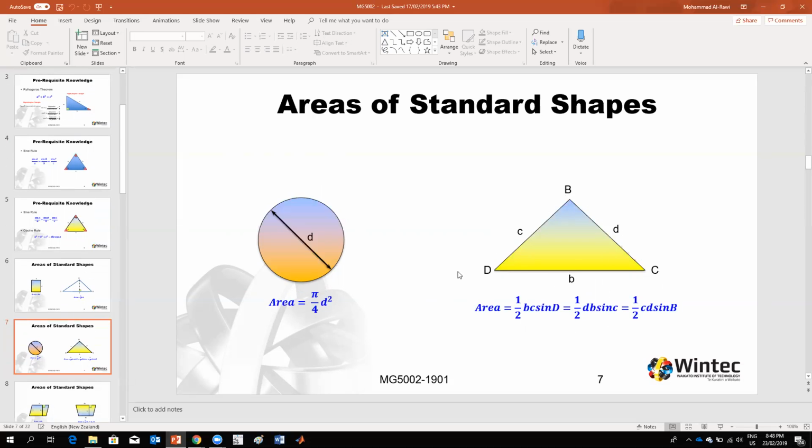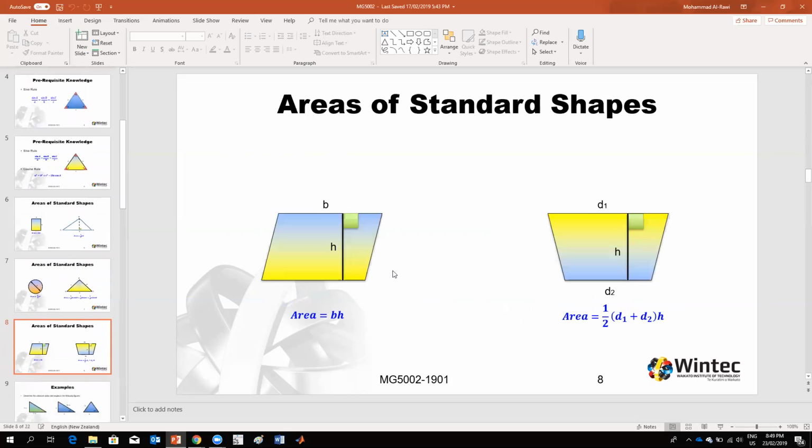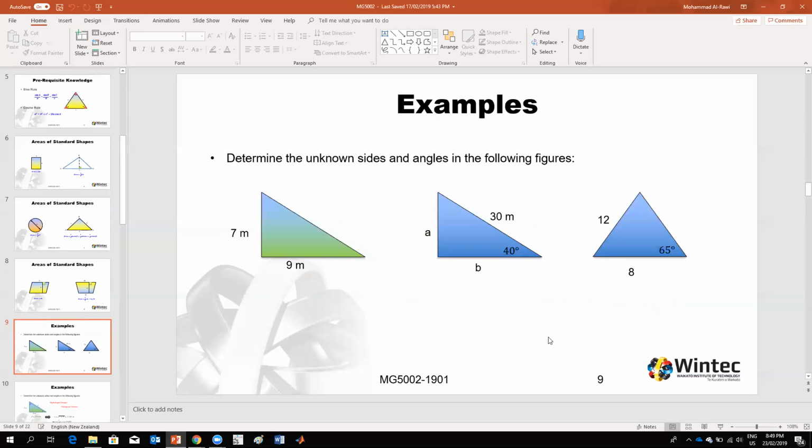For these types of triangulars, area is equal half BC sine the angle D, or you can use the other relationships. Again, we don't need to memorize those formulas, so it will be provided for you in the formula sheet for the exam or the test. And here are different types of areas for different shapes, help you determine the values for them.